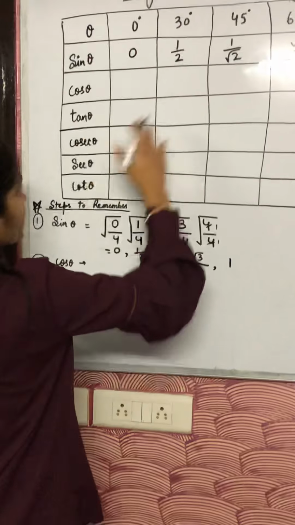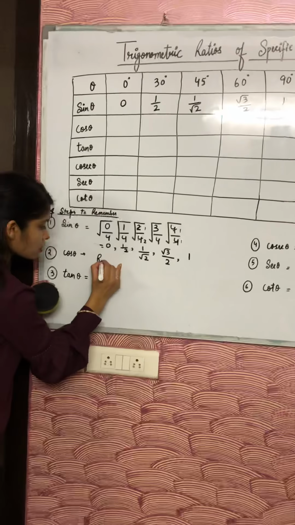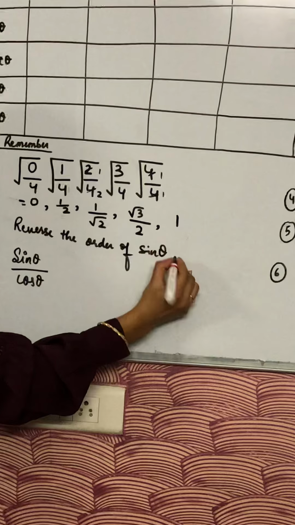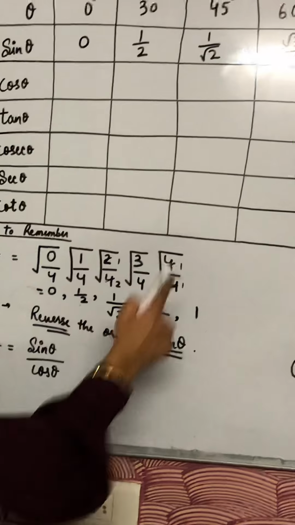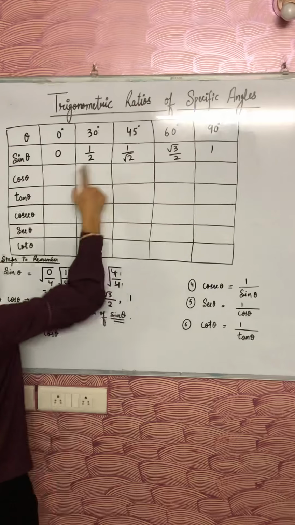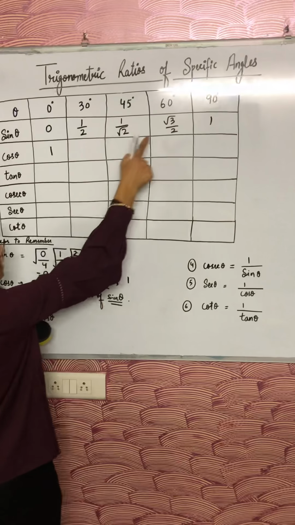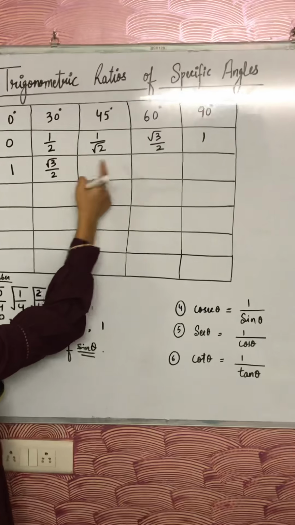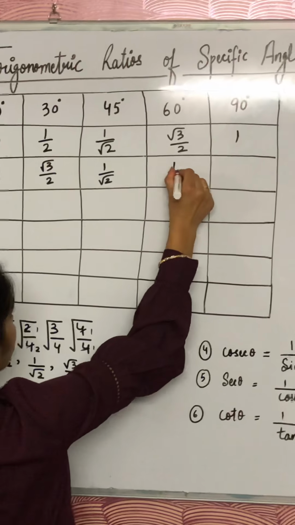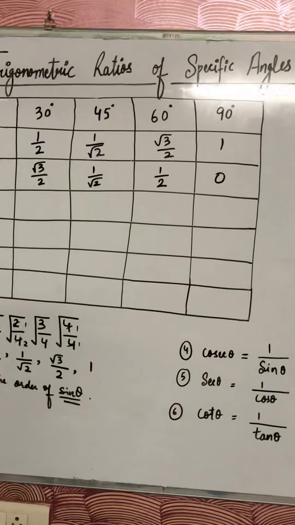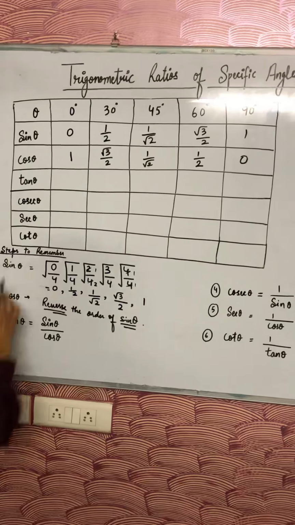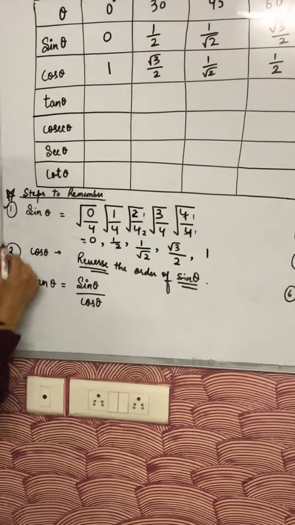Now, you don't need to learn this separately. See, for cos theta, reverse the order of sine theta. Reverse means you can start the value of cos 0 from sine 90, like right to left: 1, then root 3 by 2, then next is 1 by root 2, next 1 by 2, and the last one is 0. So can you see, we have just reversed the order of the values. Okay. So sine is done, cos is done.